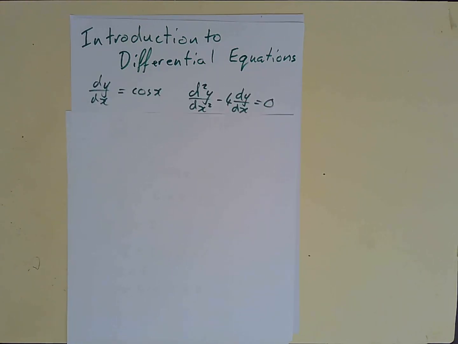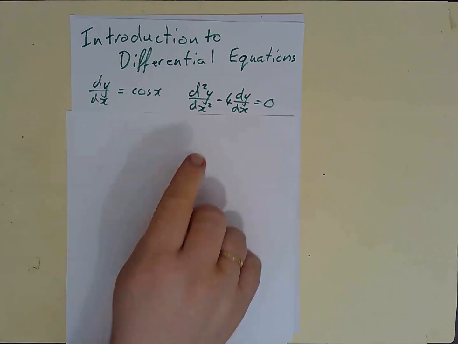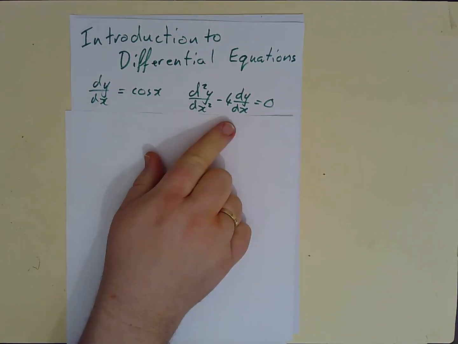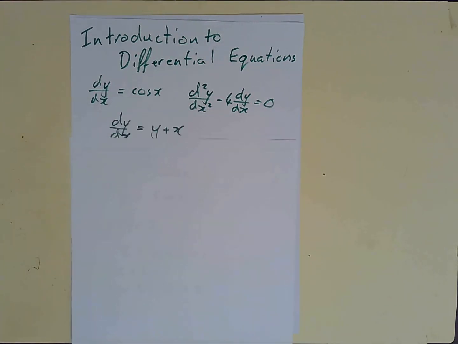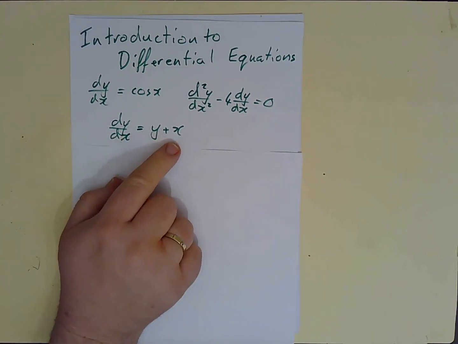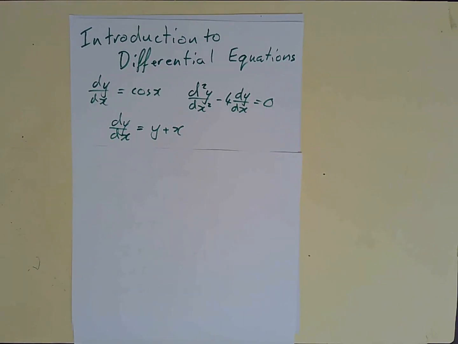Here's a couple of examples. So the first example is a really simple one. We've seen things like this before. The derivative of something with respect to x is cos x. Here's a more complicated one where we've got a mixture of different derivatives. So we've got the second derivative of something minus 4 lots of its derivative equals 0. So it's another equation with two different derivatives. We can even have the original equation feature. So the derivative of y is equal to itself plus x. So those are all just examples of differential equations.